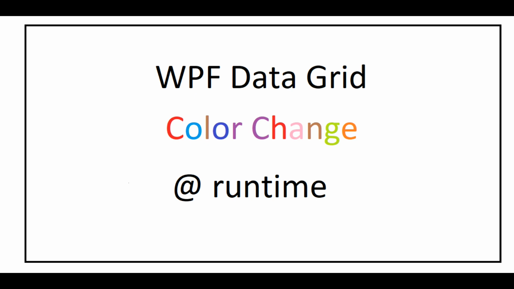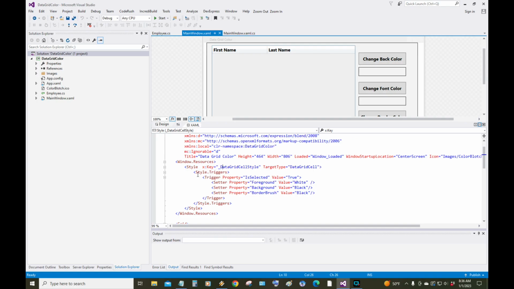I was working with the WPF Data Grid, and I wanted to be able to change the back color as well as the font color when the item was selected. And what I found out is that this is how it's typically done in the XAML. You add this to the window resources, a style with triggers, where you define a trigger and you set the property IsSelected to true, and then it sets these colors.